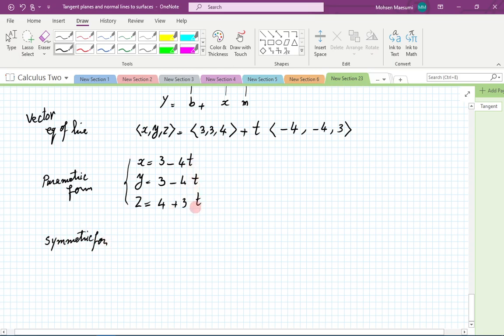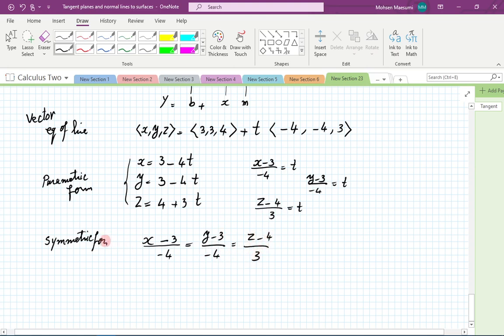And then there is another style, they call it the symmetric form. You calculate t from all of these. So x minus 3 over minus 4 is t. So is this one, y minus 3 over minus 4 is t, and z minus 4 over 3 is t. So we write x minus 3 over minus 4, and y minus 3 over minus 4, and z minus 4 over 3. The symmetric form of the equation of the line is the following.